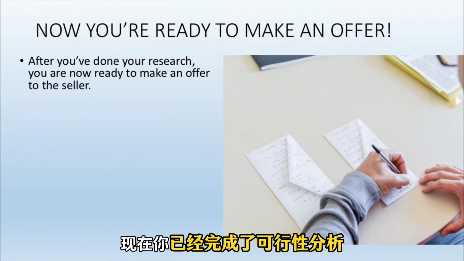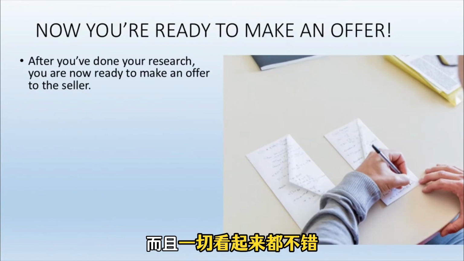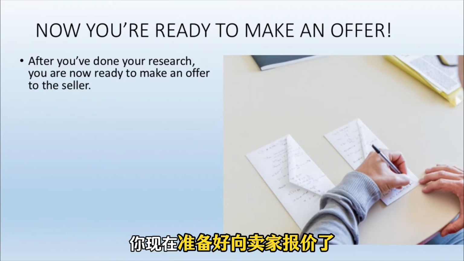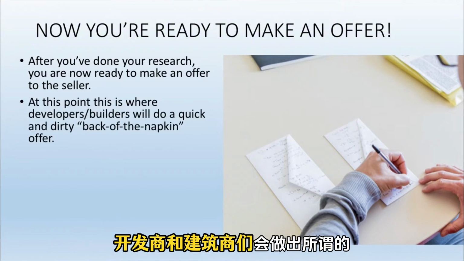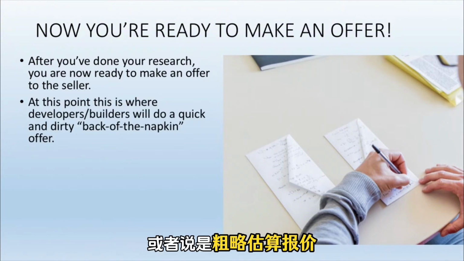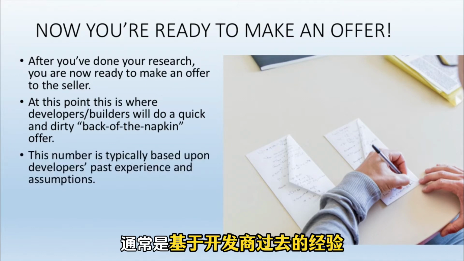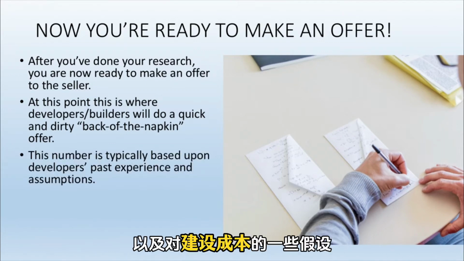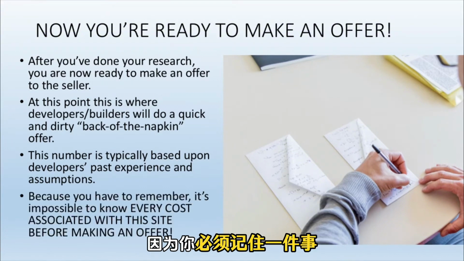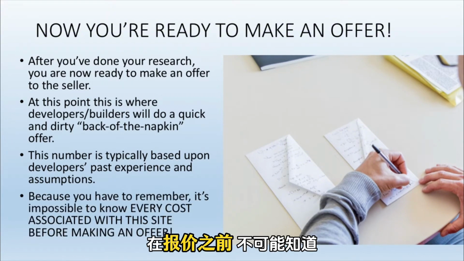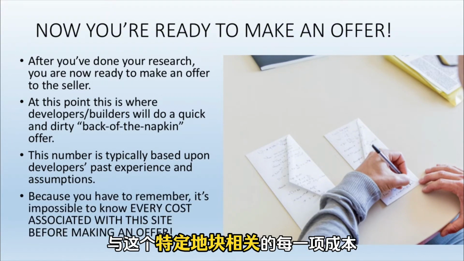Okay, so now that you've completed your feasibility analysis and everything looks good, you're now ready to make an offer to the seller. And at this point, this is where developers and builders will do what you call that quick and dirty or back of the napkin or back of the envelope offer. Because this number is typically based upon developers' past experience and assumptions as far as costs go in order to build. Because one thing you have to remember is that it's impossible to know every cost associated with this particular site before making an offer.